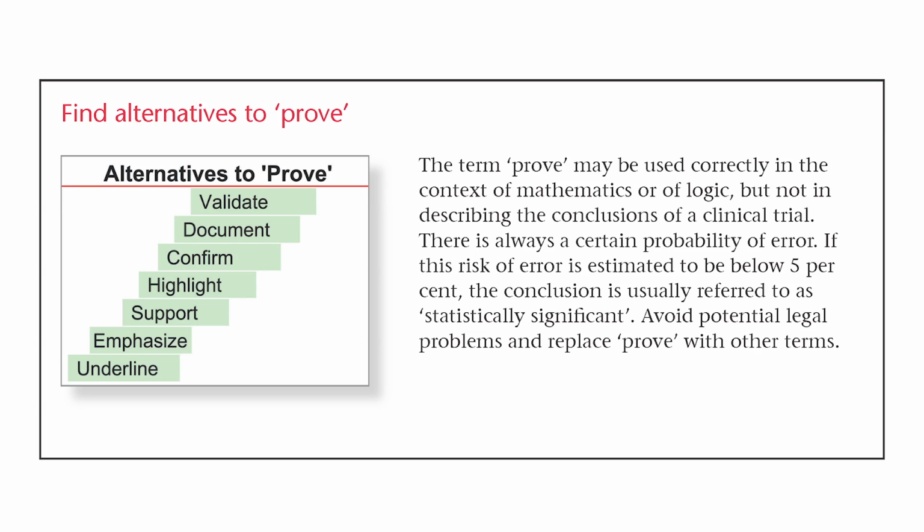There is always a certain probability of error. If this risk of error is estimated to be below 5%, the conclusion is usually referred to as statistically significant. Avoid potential legal problems and replace "prove" with other terms, such as validate, document, confirm, highlight, support, emphasize, or underline.